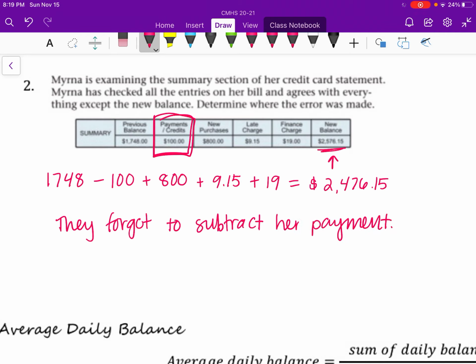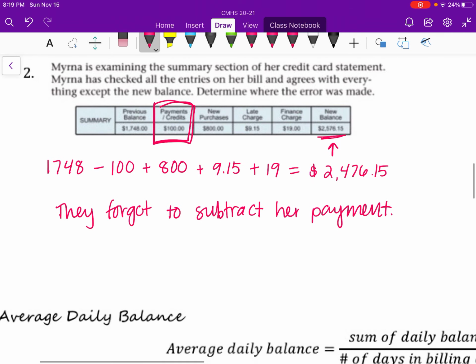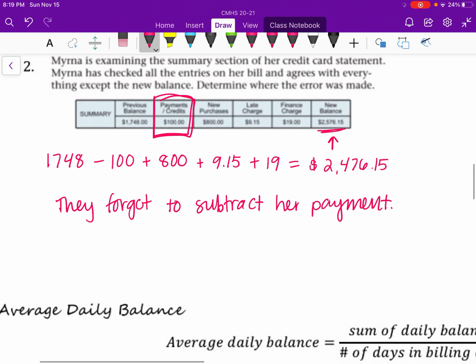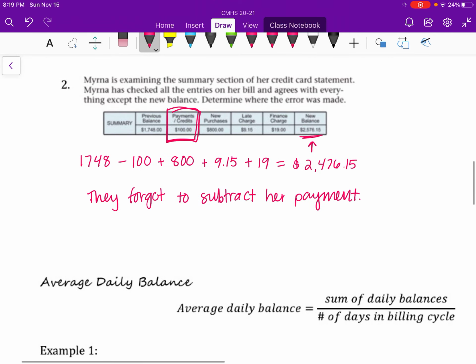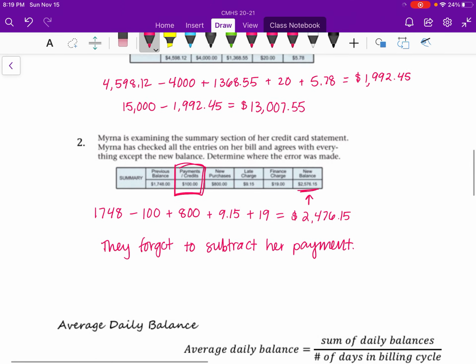which is important because the payment is saying, okay, I'm going to pay this off a little bit. Well, they're basically saying that you didn't pay them, and that is important. You want to make sure every purchase is on there.